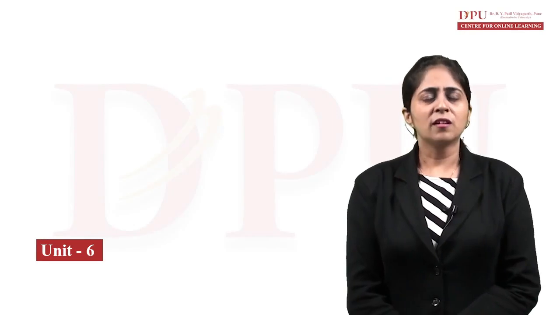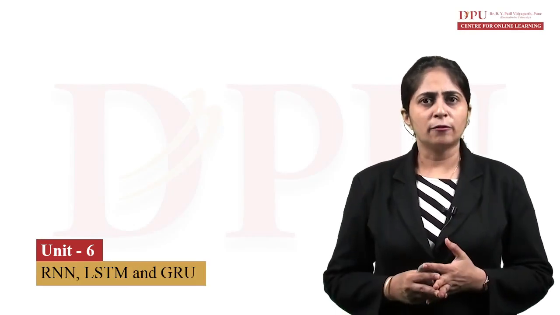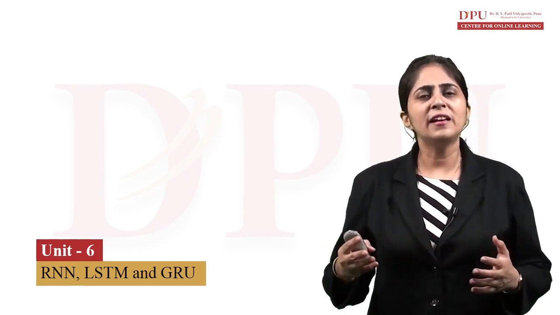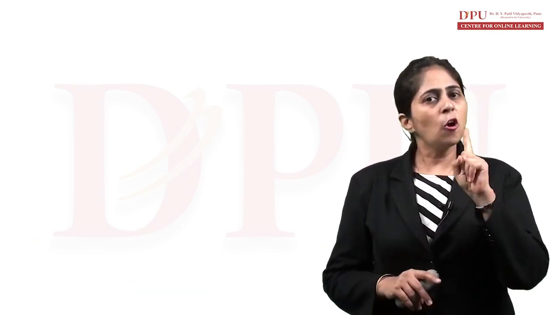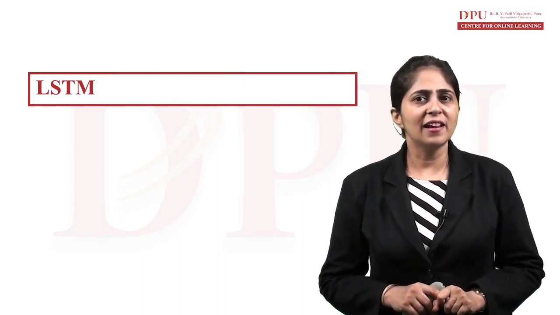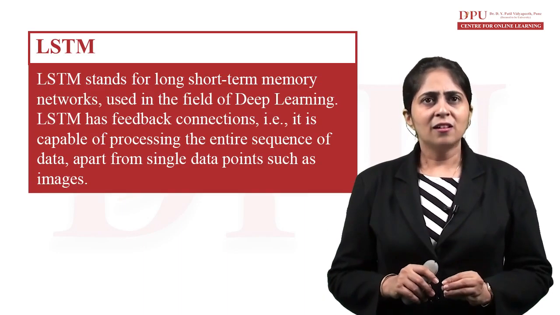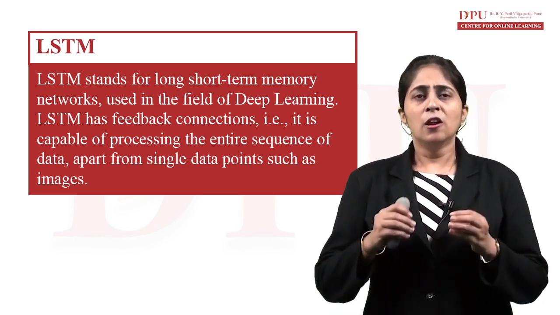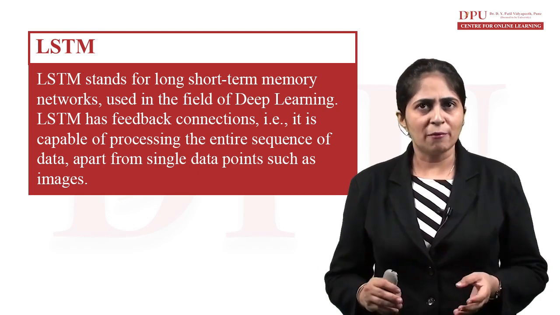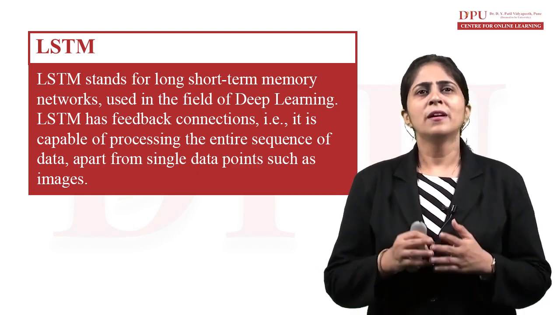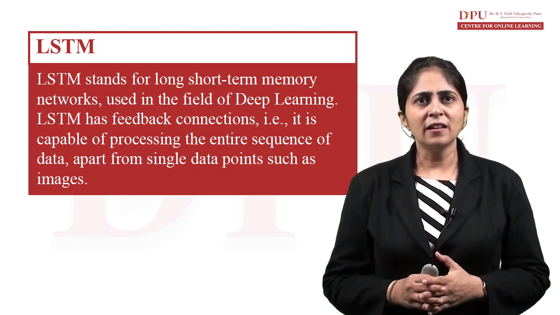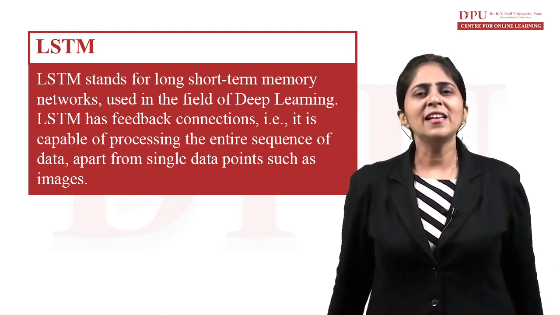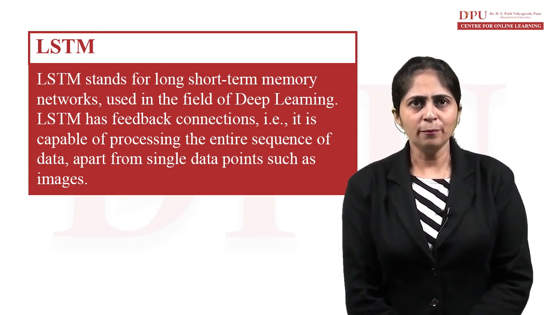The issues that we have encountered in recurrent neural networks. To overcome these issues, some variations of the recurrent neural networks were developed. Talking about the first one, that is LSTM. L stands for long, S stands for short: long short-term memory. LSTM is a kind of neural network, which we basically use in the field of deep learning.